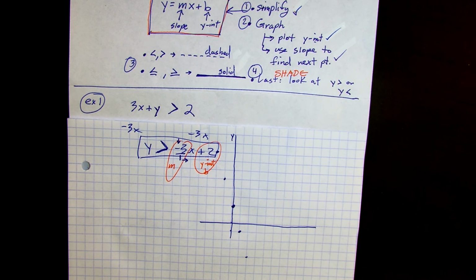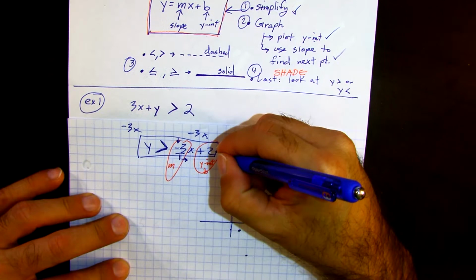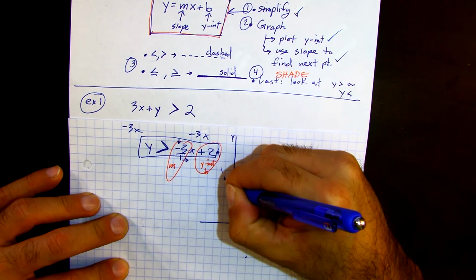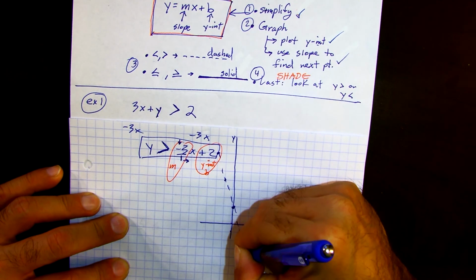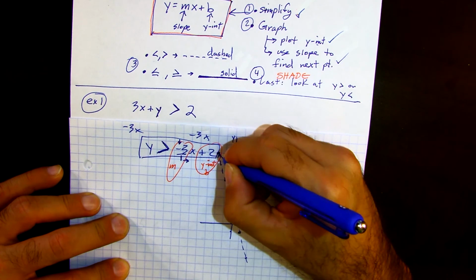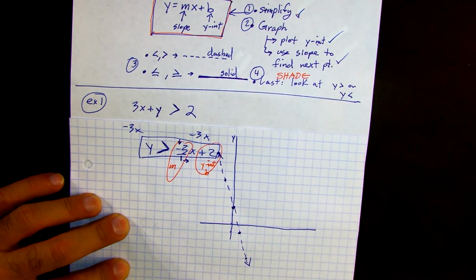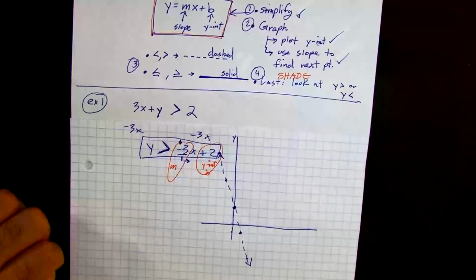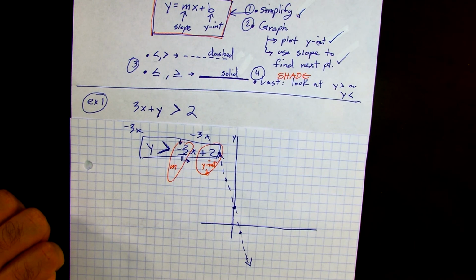And has anybody seen my ruler? No? You guys can't see my ruler? Whatever. You can make it work without a ruler. Dashed line. Dash, dash, dash, dash, dash. Okay, it's a dashed line. So far, so good.